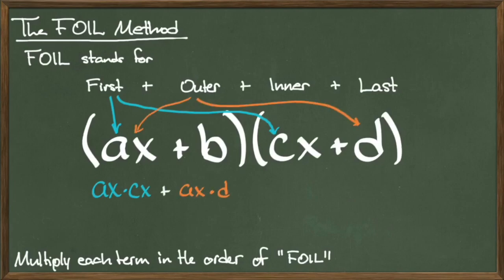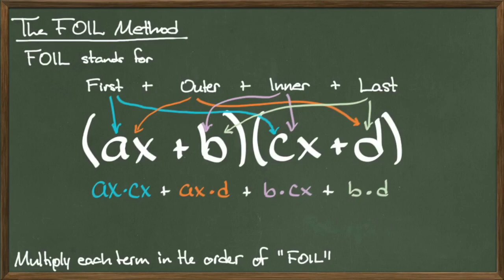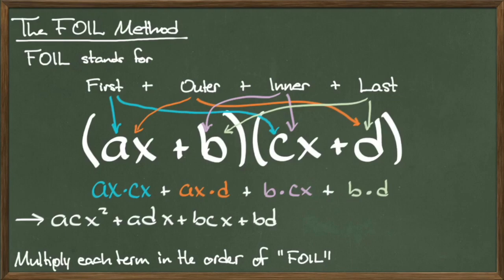The outer terms are ax and d, so write ax times d below. The inner terms are b and cx, so write b times cx below. And then the last terms are b and d, so write b times d below. And then we just add everything together. After some simplification, we get ac x squared plus adx plus bcx plus bd, which simplifies to ac x squared plus the quantity ad plus bc times x plus bd.